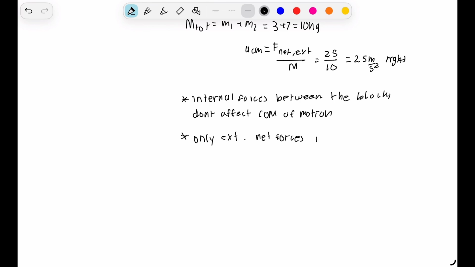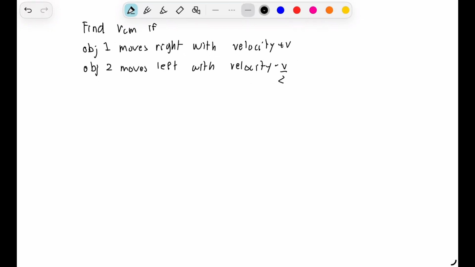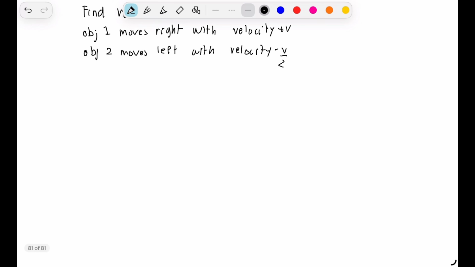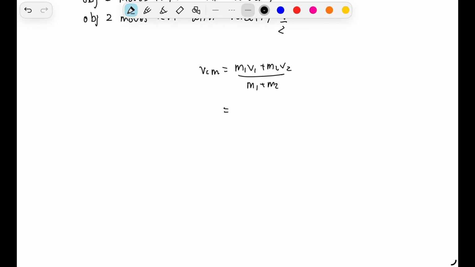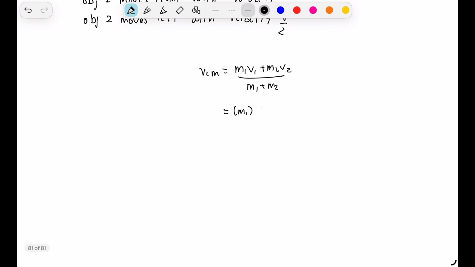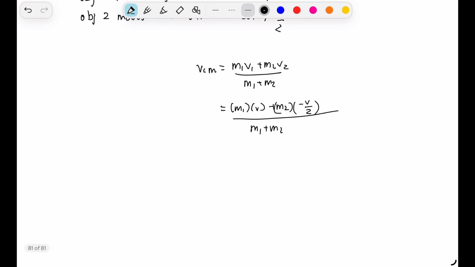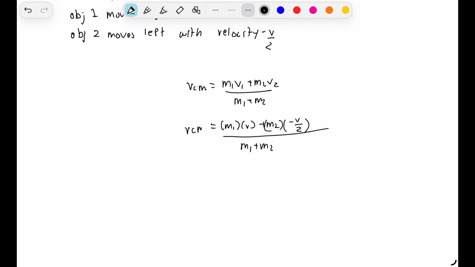Let's find the center of mass velocity if we have object 1 moving to the right with a velocity positive v, and object 2 moving to the left with a velocity negative v over 2. Your center of mass velocity is m1 v1 plus m2 v2 over m1 plus m2. So m1 stays m1. We have our v, m2, and this time we have negative v over 2. You have m1 plus m2. That is just going to be your expression.